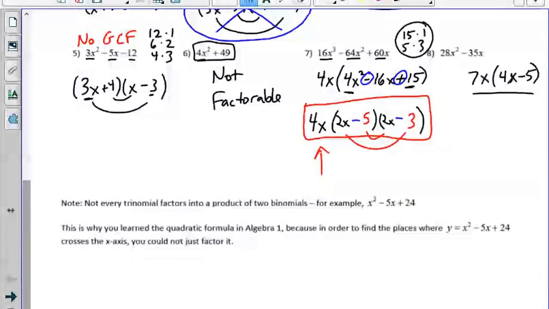One last thing that we need to note is that not every trinomial factors into a product of two binomials. If I tried to factor this, nothing would work. That is why you learn the quadratic formula, because if you wanted to find out where that crossed the x-axis, it ends up crossing at something that's not a nice rational number, and therefore I had to use the quadratic formula to get it.